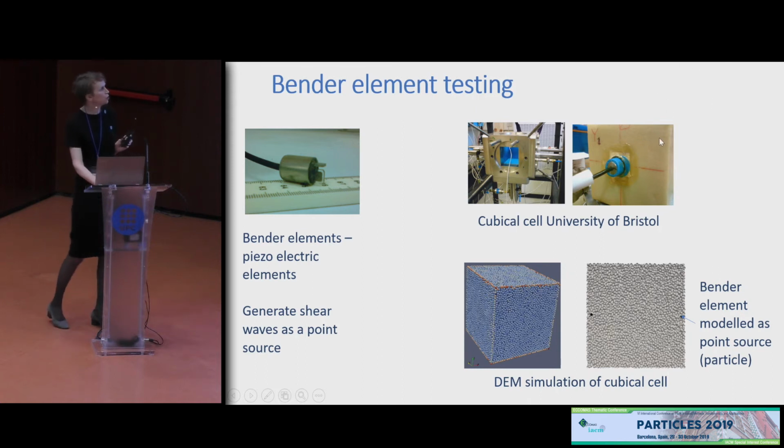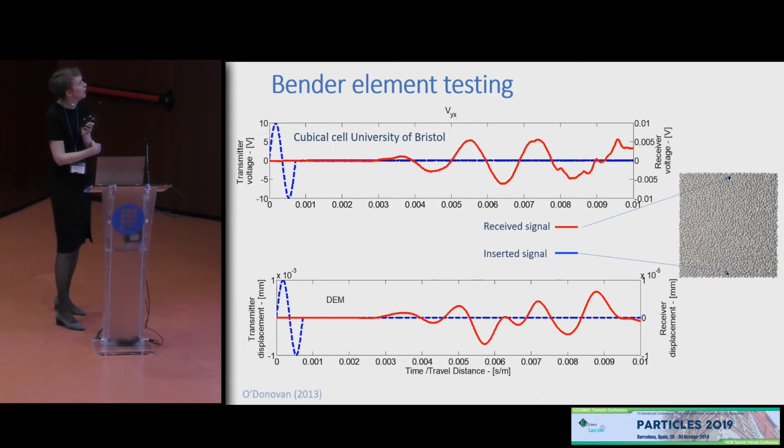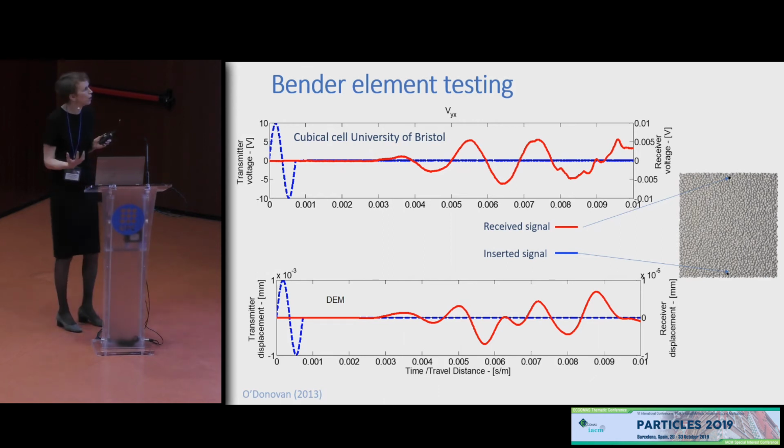And we collaborated with the University of Bristol to do some DEM simulations of tests on samples of Ballotini where they measured the stiffness using bender elements. In our simulations, we modeled our bender elements as point sources. And here are some data from that collaboration. The top line indicates data from the experimental work at Bristol. The bottom line indicates data from our DEM simulations. And you can see that we're getting quite good agreement between the lab test and the DEM simulations.